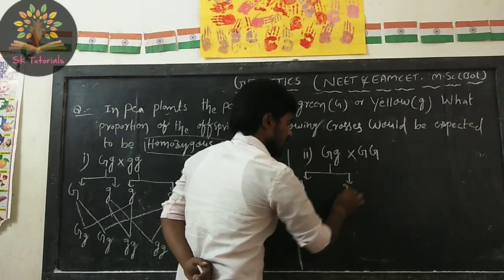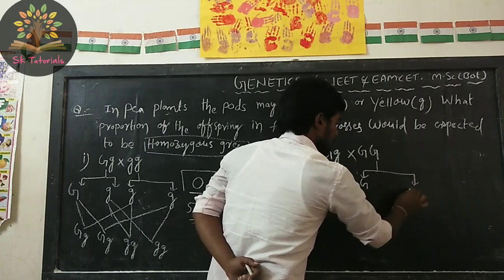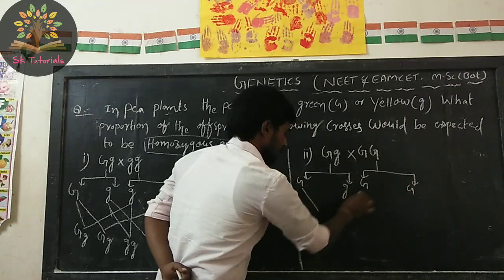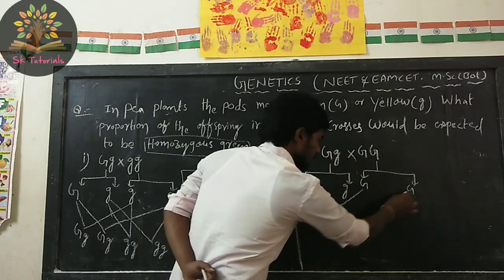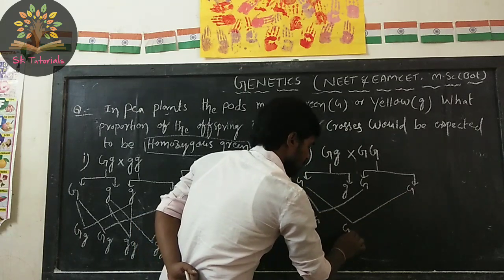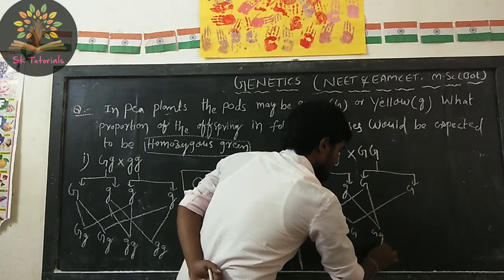Capital G, small g. Capital G, capital G. Capital G, capital G. Capital G, capital G. Capital G, small g.